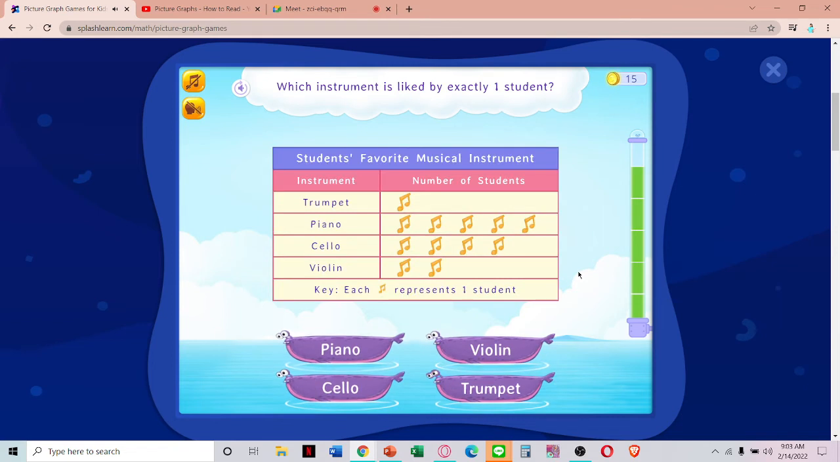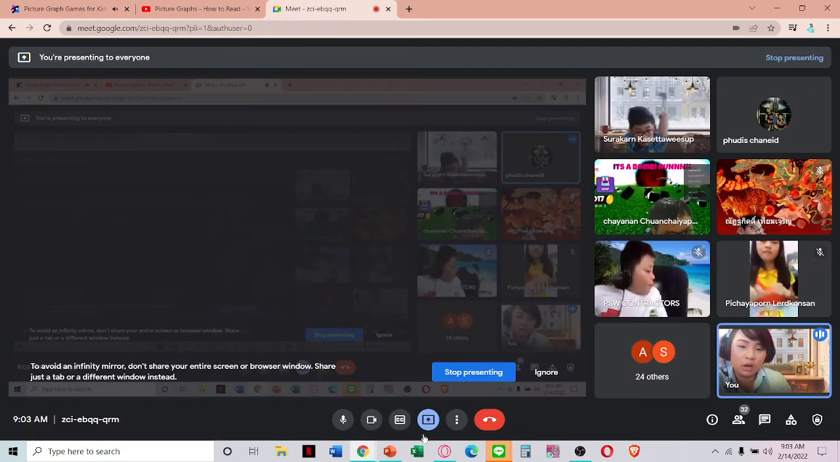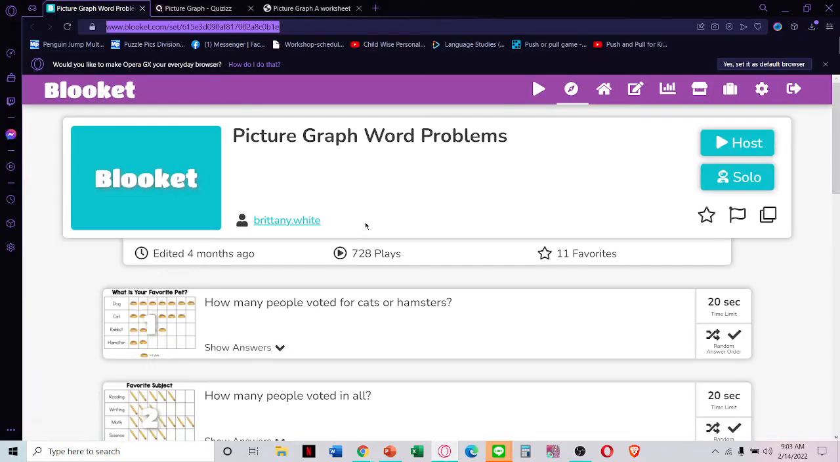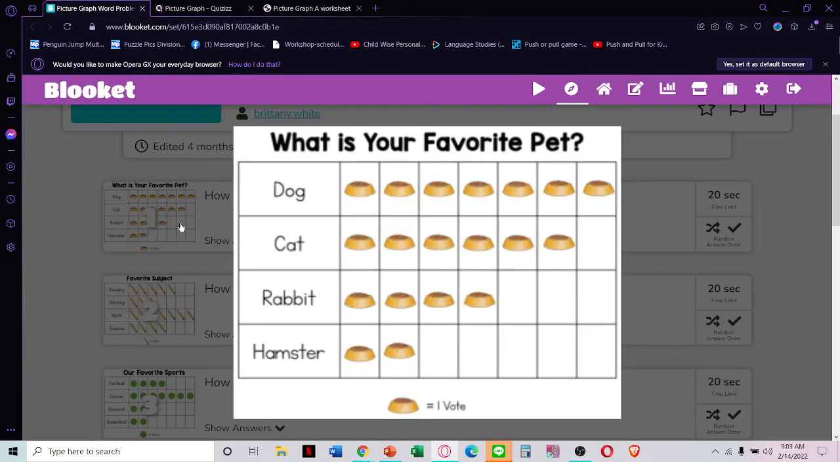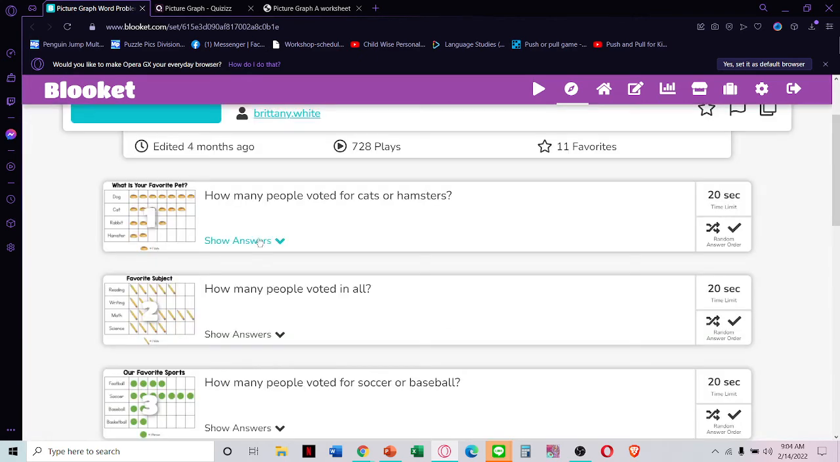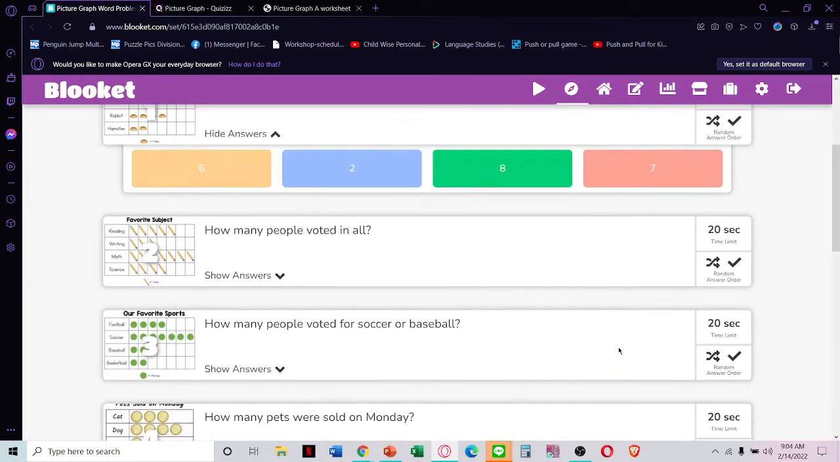And I think this last one. Which instrument is liked by 1 student? Trumpet. Okay, now let's go to our Block It game. Very easy. You have the picture and you have the scale at the bottom and then you have the answers.